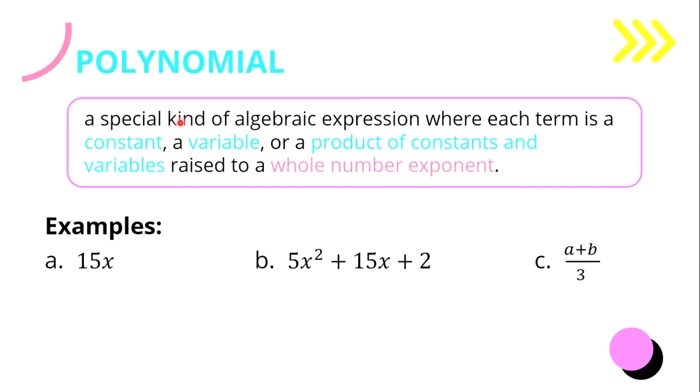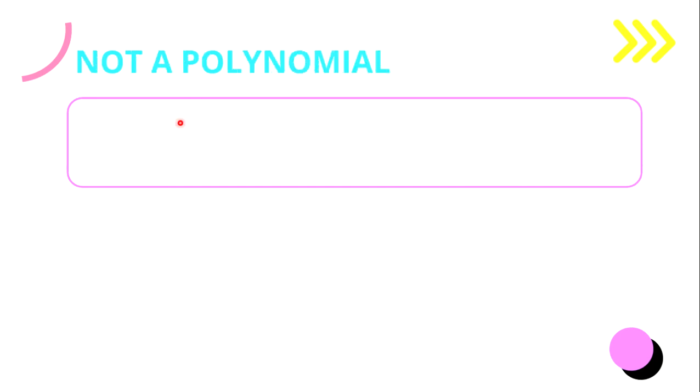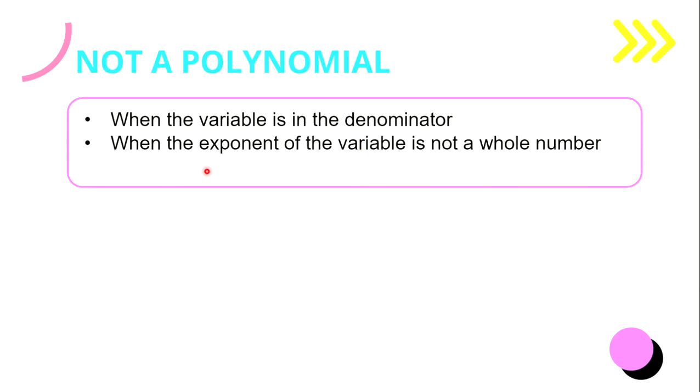So how do we know if it is not a polynomial? We have three conditions. First, it is not a polynomial if the variable is in the denominator. Second, when the exponent of the variable is not a whole number, meaning it's a negative number. Third, when the variable is under a radical sign, or what we call the square root.